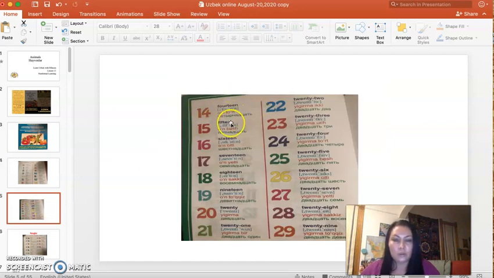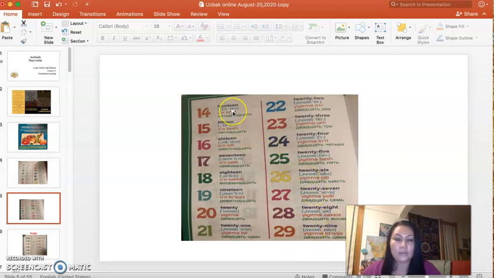14, 15, 16, 17, 18, 19, 20. And then you can add again the same numbers. 1 with 21, 22, 23, 24, 25, 26, 27, 28, 29. As you can see, counting in Uzbek is easier.